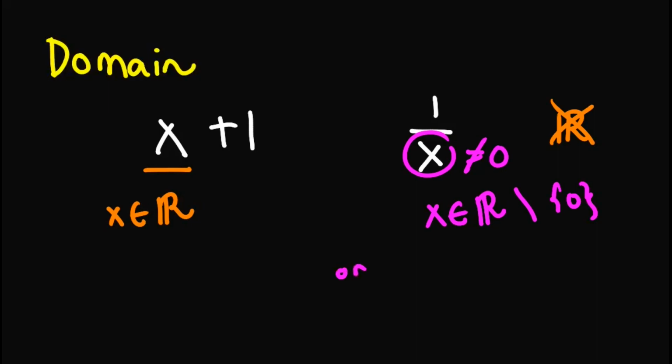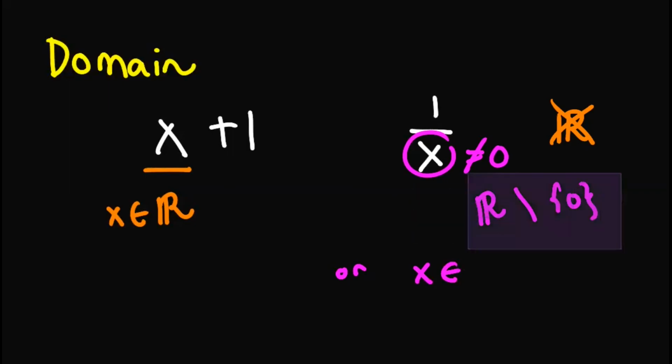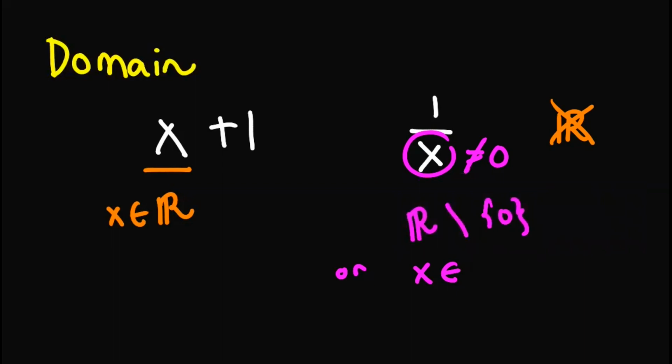Or we can also write it as x, it's the domain. Or we can write it as x is in R such that x is not equal to 0.